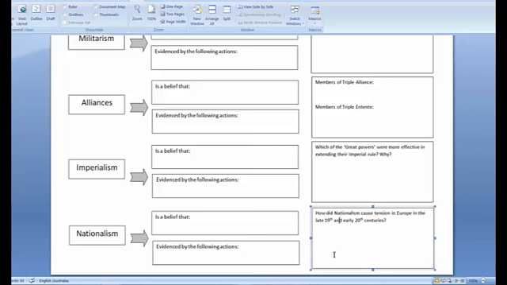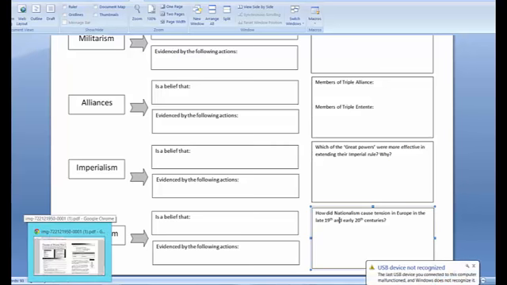Now, you'll see that the far right-hand box here that says, how did nationalism cause tension? That's a bit too advanced at the moment. We'll deal with that next lesson. But what you could do is the one above it. Which of the great powers were more effective in extending their imperial rule and why? Can you have a go at that one, please? Of course, the video may now need to be paused.